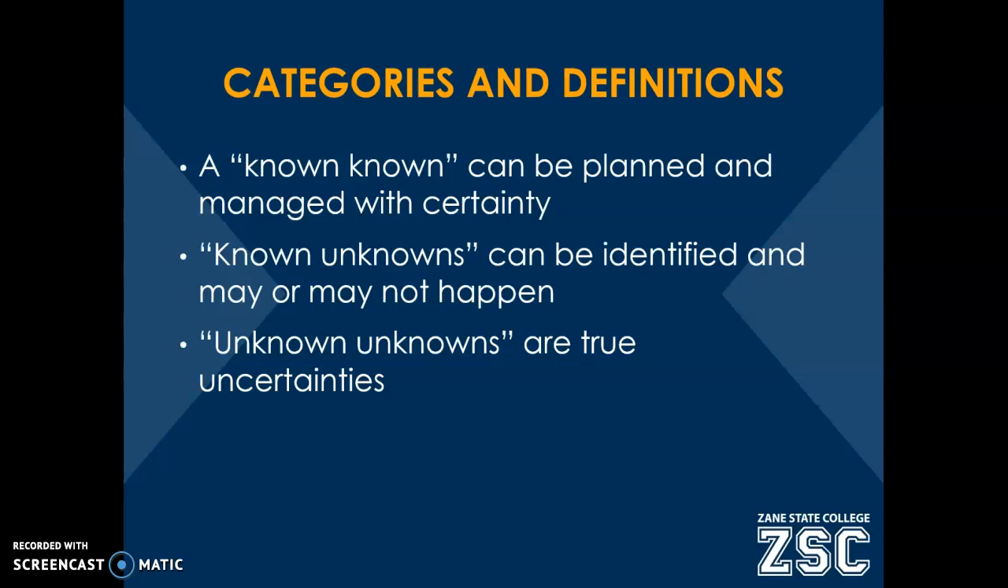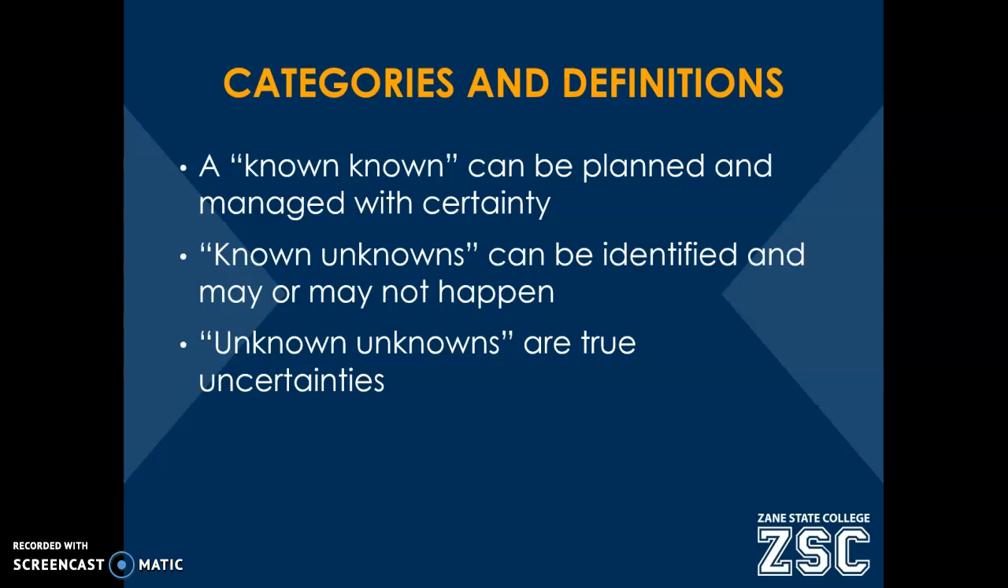Known unknowns would be the next step up. These are risks that we can identify, but we may not know their likelihood of occurring. These are things that may happen, they may not. So it's a little bit more difficult to know how many of your resources to apply to it if you're uncertain of how likely it is to occur.